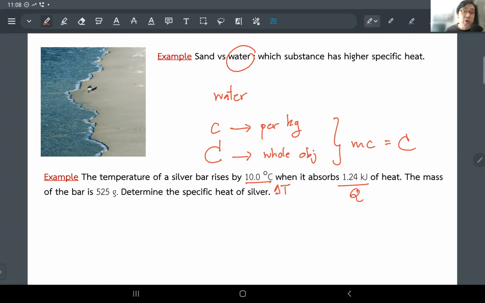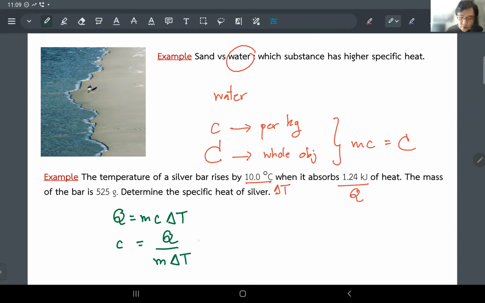And the good thing is you can quote the delta T in either absolute scale or Celsius scale. Same thing. The mass of the bar is given to be 525 grams. Determine the specific heat of the silver. Okay, so this one is just a straightforward plug and play. Heat equals mass times specific heat times the change in the temperature. What you want over here is the C. So you just take the heat divided by mass times delta T.